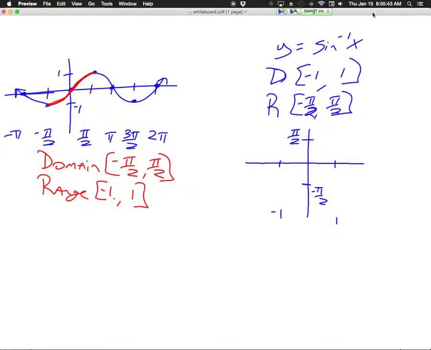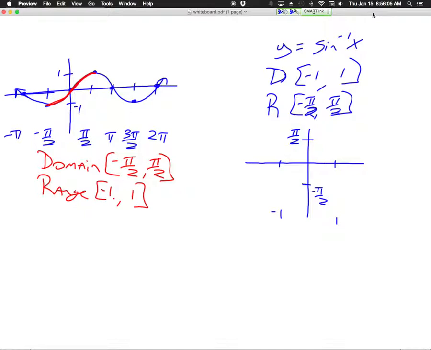Alright, then how am I going to use the original function of sine to graph the inverse sine? What are we going to do? Kind of, yes. I'm going to pick a point, and what am I going to do to the point? What'd you say, Bree? I'm going to switch the y and the x value.